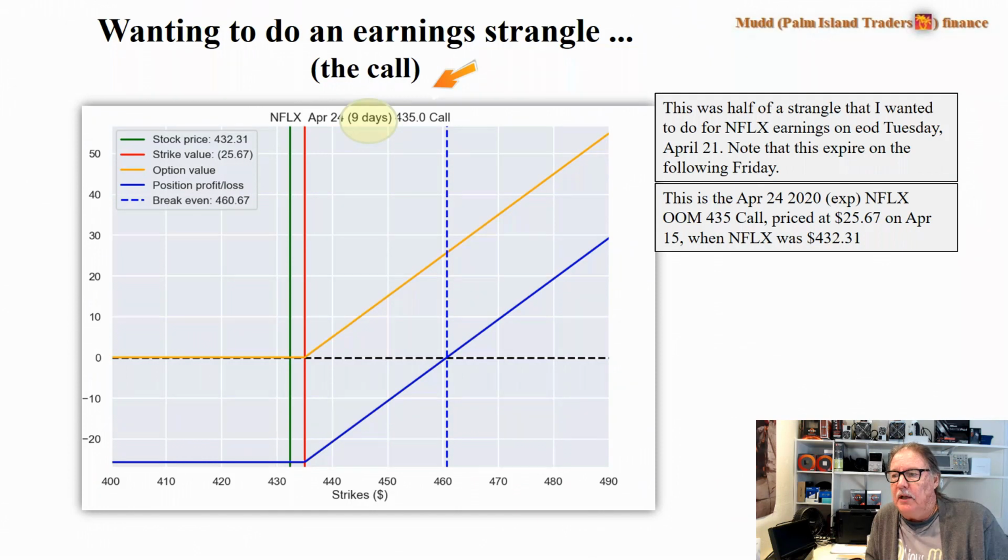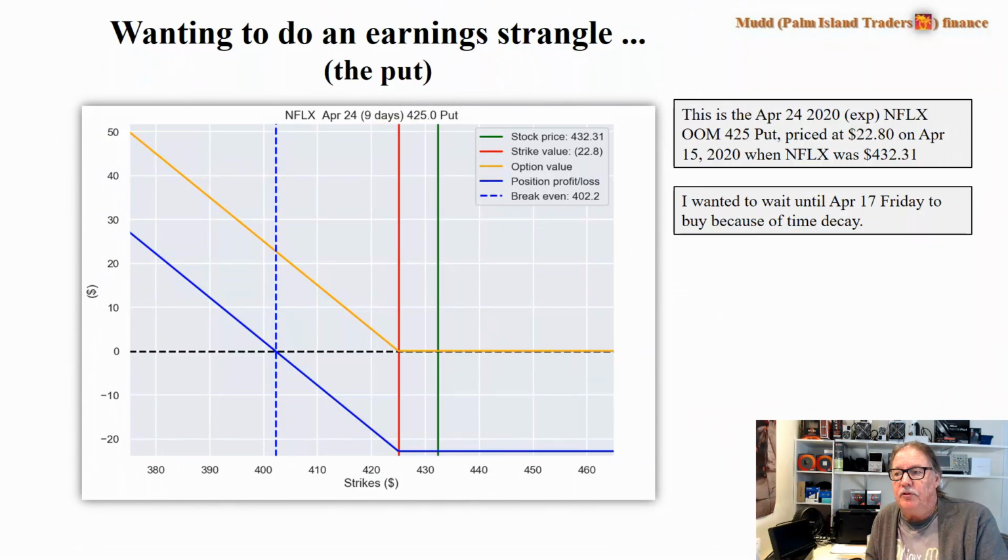This was half the strangle I wanted to do at the time I was considering these strikes, which change until I actually make the trade. And the earnings will be on Tuesday, April the 21st, at around 3 o'clock Pacific Daylight Time. So in looking at this, this is the call we were considering at that time. This is the put that we were considering at that time.